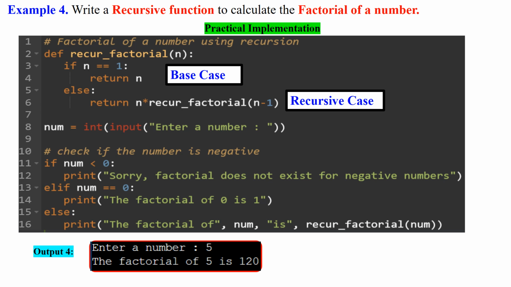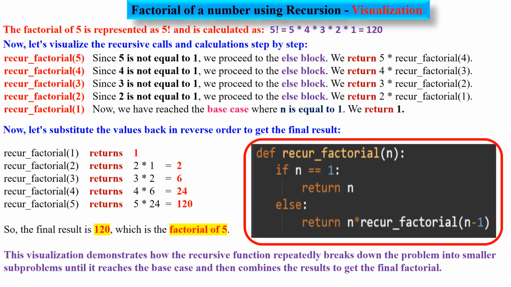Recursion in this code works by repeatedly breaking down the problem into smaller, simpler subproblems until it reaches the base case, n equal to 1, where it can directly return a value without making further recursive calls. The intermediate results are then multiplied together to obtain the final factorial. The factorial of 5 is represented as 5! and is calculated as 5! = 5 × 4 × 3 × 2 × 1, which is equal to 120.